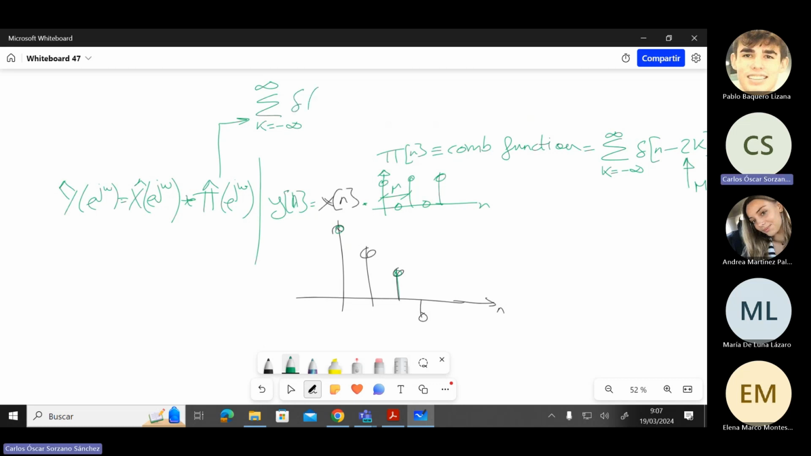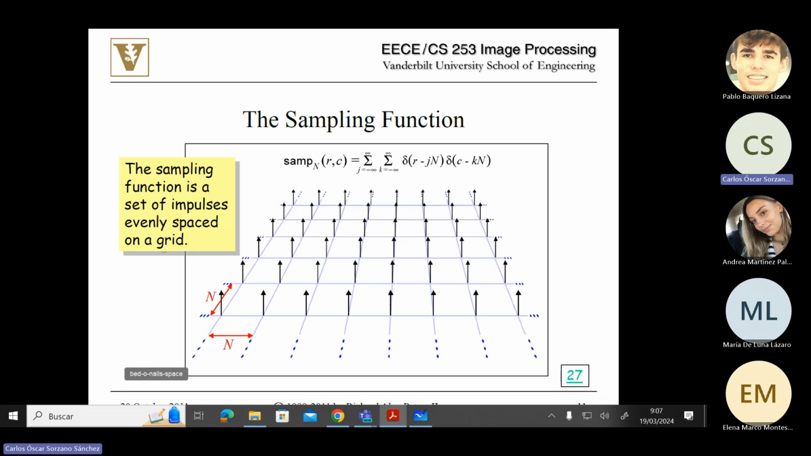It is a sum to infinity of deltas, but now we are in Fourier space. And if that is n, it is another comb. So what we are convolving is the original spectrum with delta functions that are now separated by 1 over n. All this reasoning is now in the slides.